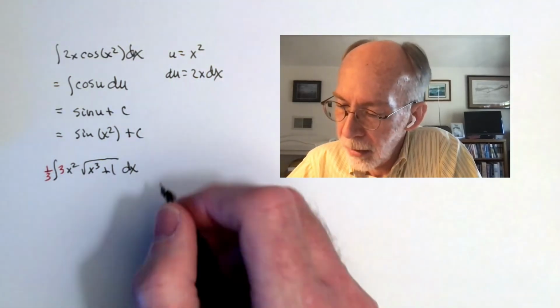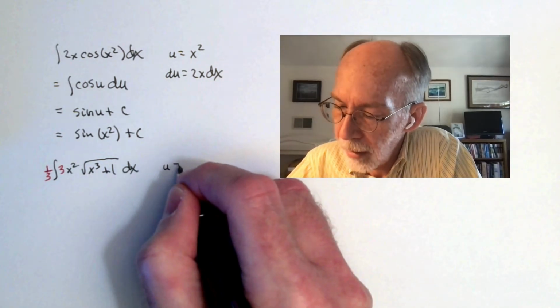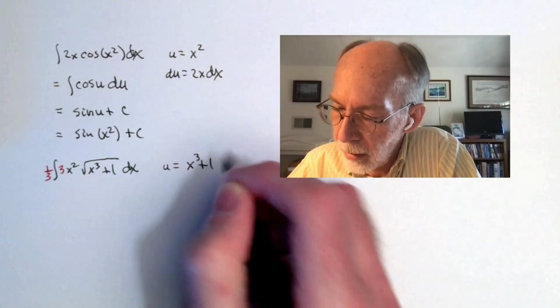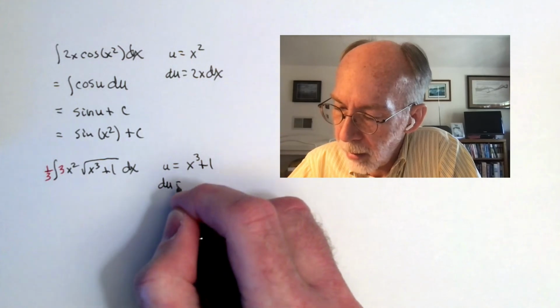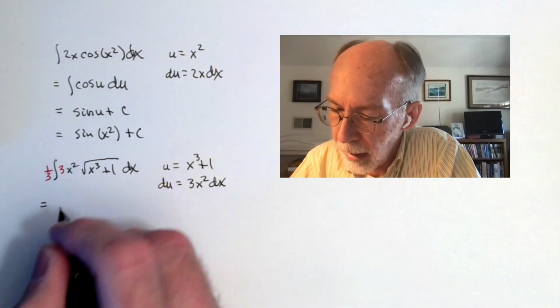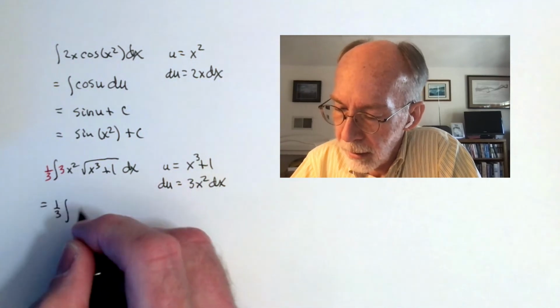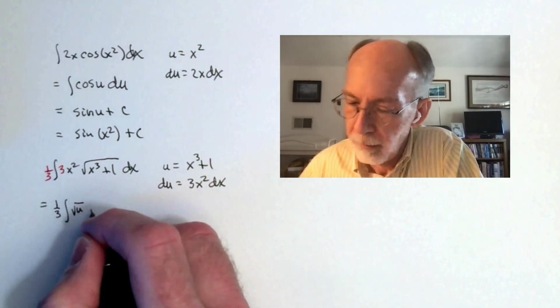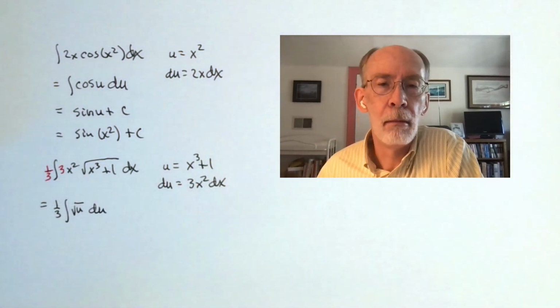And then u will be x cubed plus 1. Du will be 3x squared dx. And this integral will be 1/3 integral root u du. Pretty sweet.